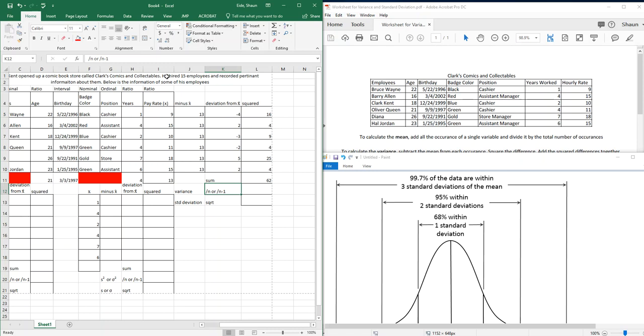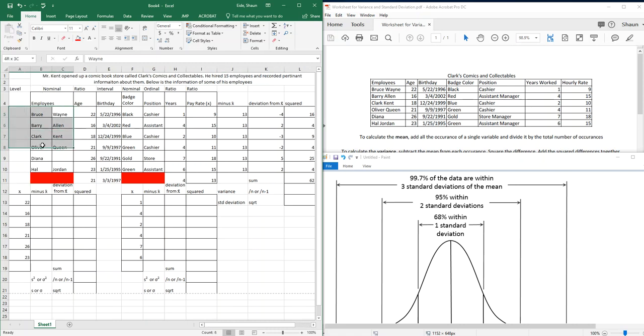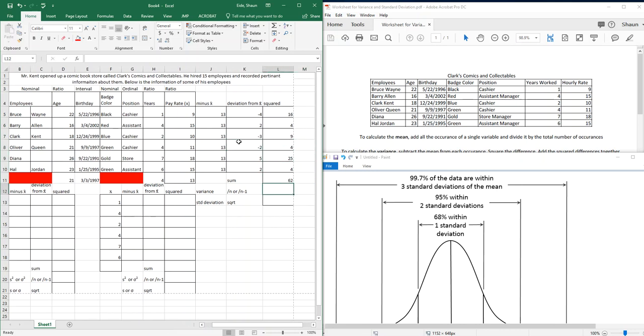And you see right here, he hired 15 employees and recorded pertinent information about them. Do we have 15 employees here? We don't have 15 employees here. We only have 6 employees here. So what we need to do is divide it by n minus 1. N is the total number of observations we have. We have a total of 6 observations. So we need to do 62 divided by n minus 1, or 62 divided by 5, and that right there, 12.4, is our variance.